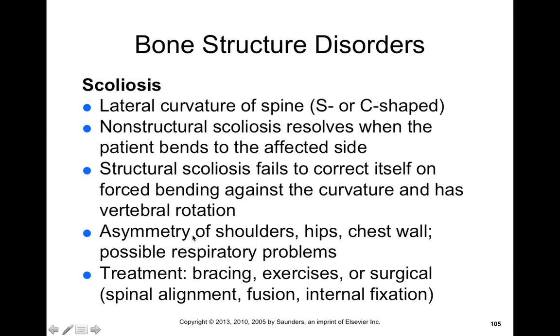Now you'll see asymmetry of the shoulders, hips, and chest wall. And due to this asymmetry and pressure on the chest wall, this can lead to obstructive pulmonary disorder, so respiratory problems. And treatment for this involves bracing and exercise, and maybe even surgical repair through spinal alignment, fusion, or fixation.